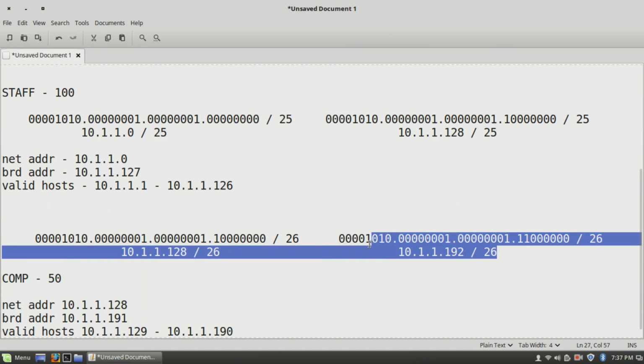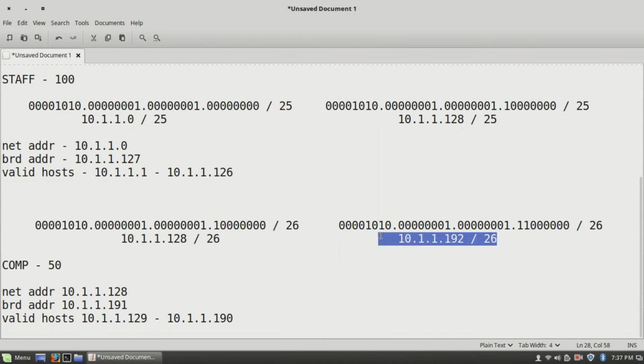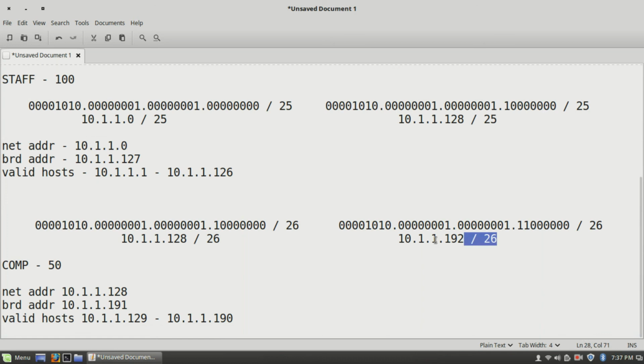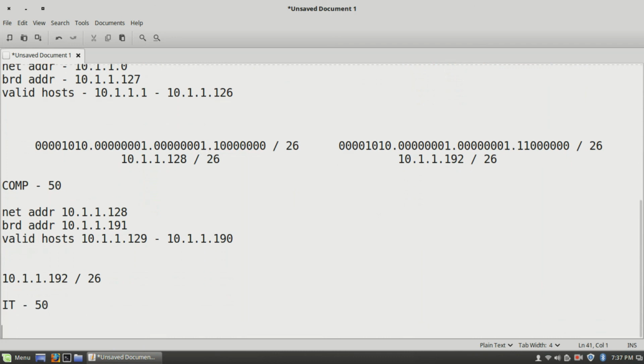Now we are left with this network. What is the block size of this network? They both are equal networks, right? /26. And the block size of this is again 64, which will have 62 valid hosts, which we can use for IT. So let's just write it down as it is. For this network, my requirement for IT is 50.